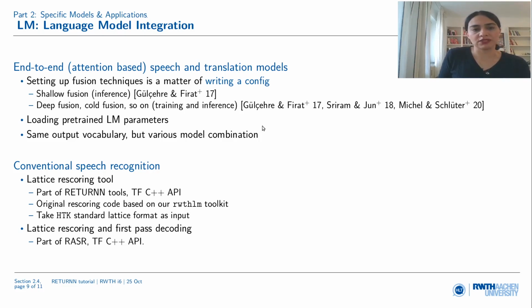To do so, we need to load the language model parameters with the same output vocabulary as the acoustic model. The language model trained by RETURN can also be used for conventional speech recognition. RETURN provides a lattice rescoring tool based on the TensorFlow C++ API, which takes the HTK standard lattice format as an input. We also have a tool in our speech framework, RASR, which takes the language model trained by RETURN and does lattice rescoring and first-pass decoding.